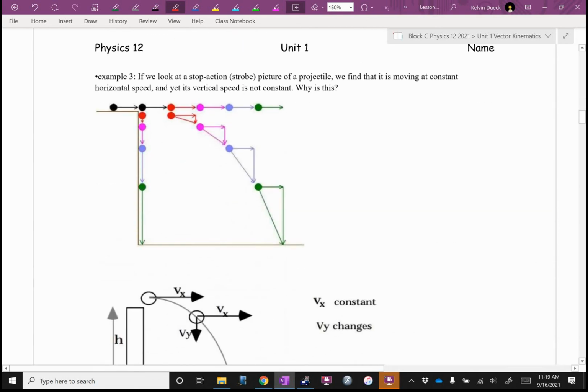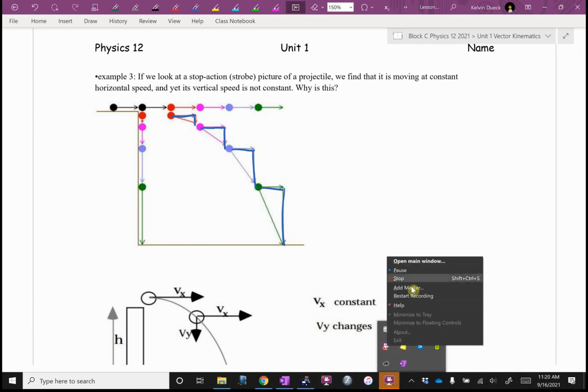If we took a strobe action photo, turn the page, of a projectile, here's what you would notice. Let's suppose you took a picture every 1/10 of a second of an object that was launched from a cliff. You would notice every second its vertical distance was increasing. That's because vertically it's accelerating. But you would notice horizontally, the horizontal distance that it travels never changes. Why? Because the horizontal acceleration is 0.